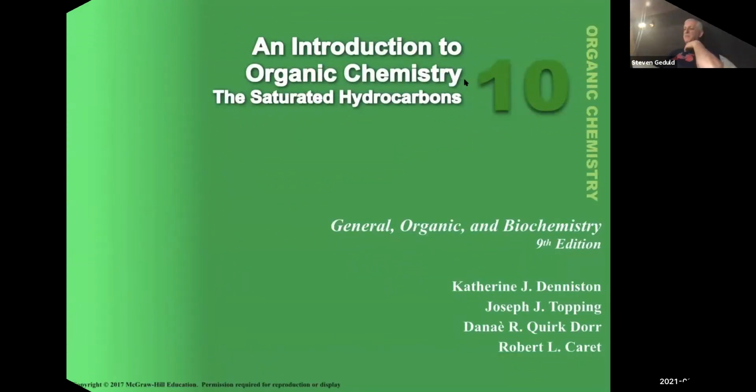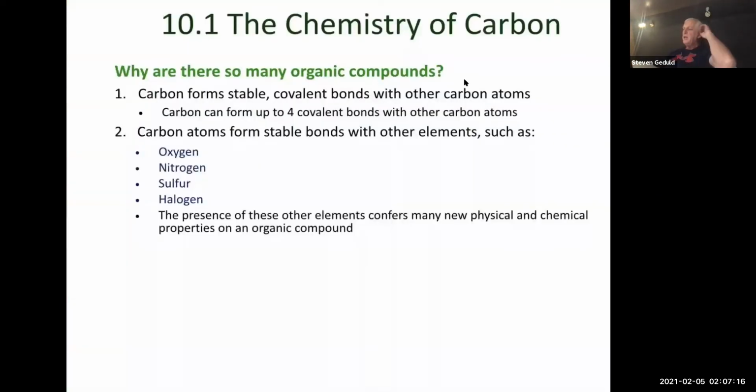Organic chemistry, saturated hydrocarbons. That's what we start talking about. Organic chemistry is the chemistry of carbon. Carbon forms stable covalent bonds with other carbon atoms. Carbon forms a chain. Carbon forms up to 4 covalent bonds with other atoms.